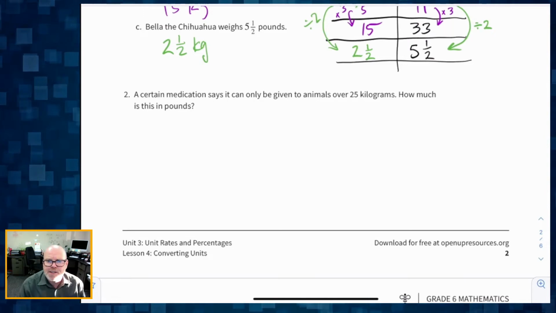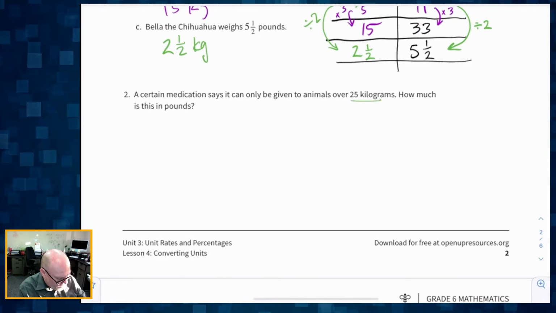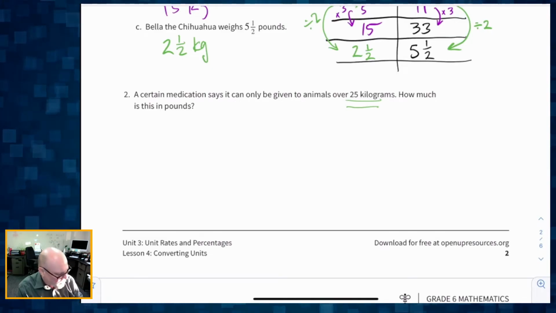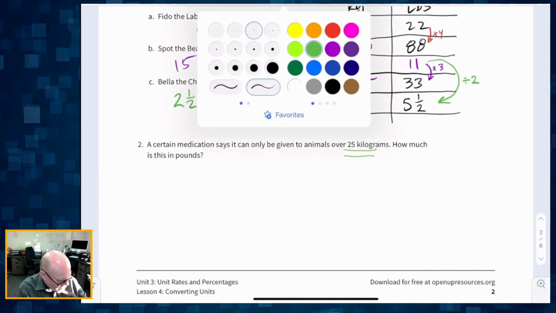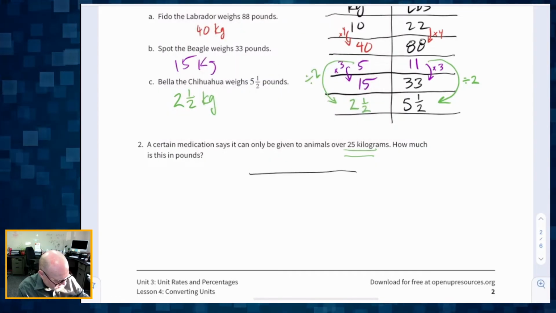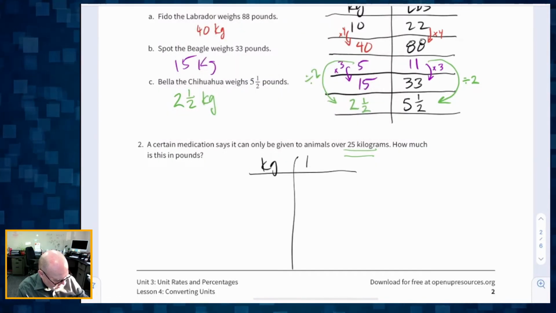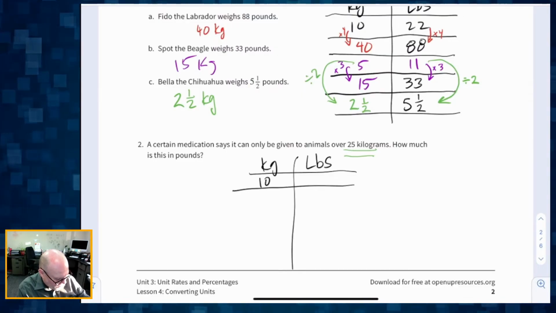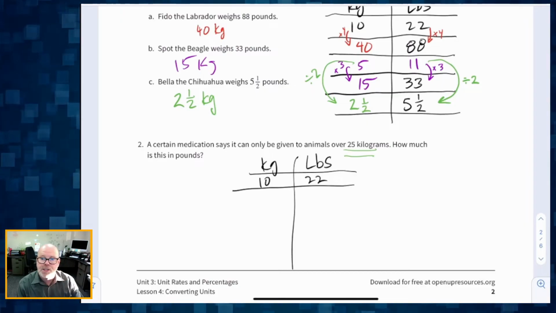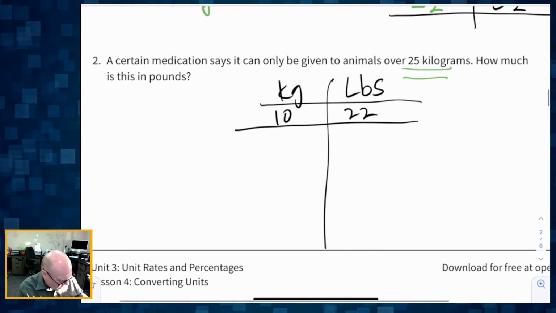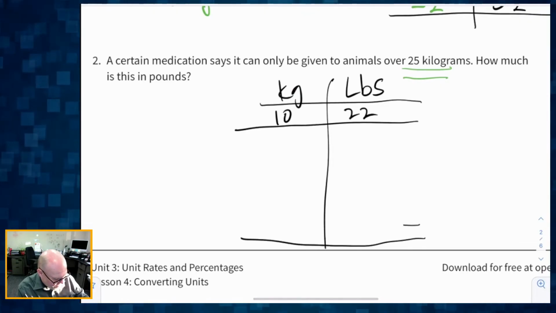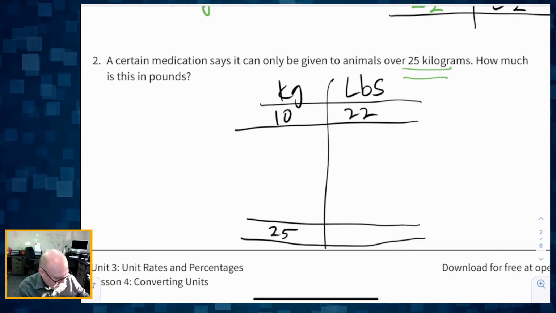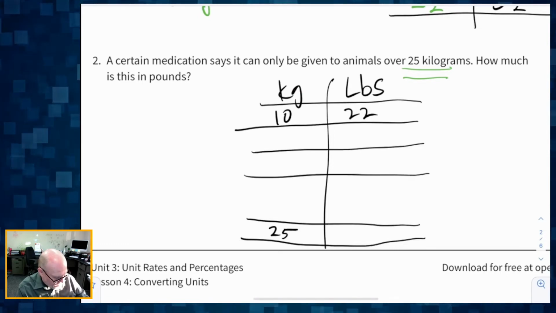So a certain medication says it can only be given to animals over 25 kilograms. How much is 25 kilograms in pounds? All right, so we're going to go back and let's make that table again. So kilograms and pounds, LBS, and we're going to start with that initial ratio of 10 kilograms is equal to 22 pounds. And somehow I need to turn that 10 kilograms into 25 kilograms. And that's going to tell me how many pounds that is.